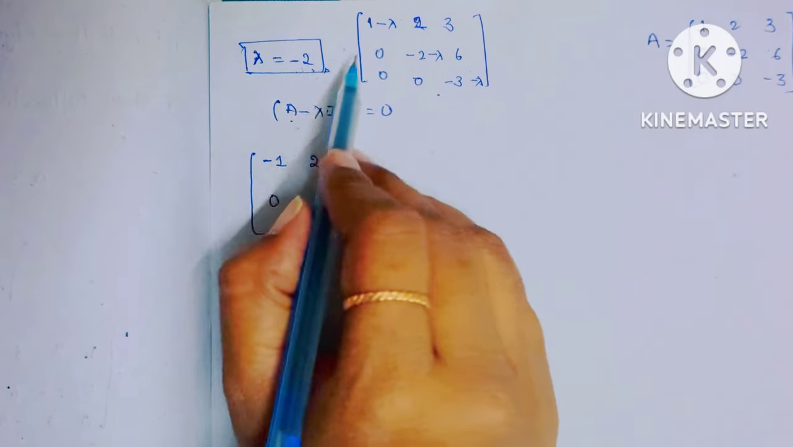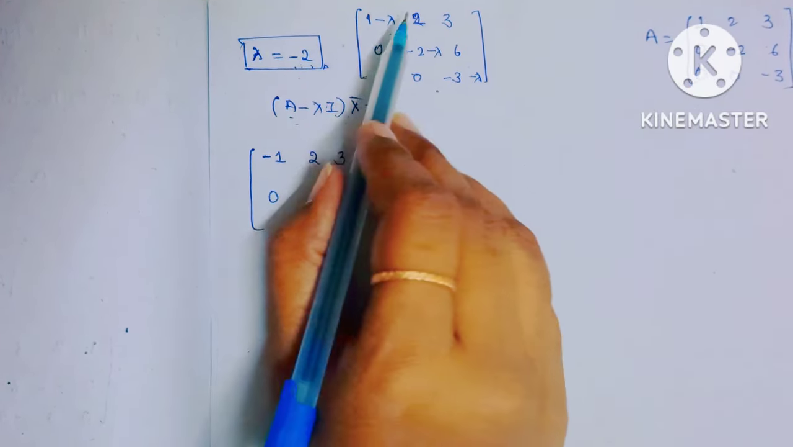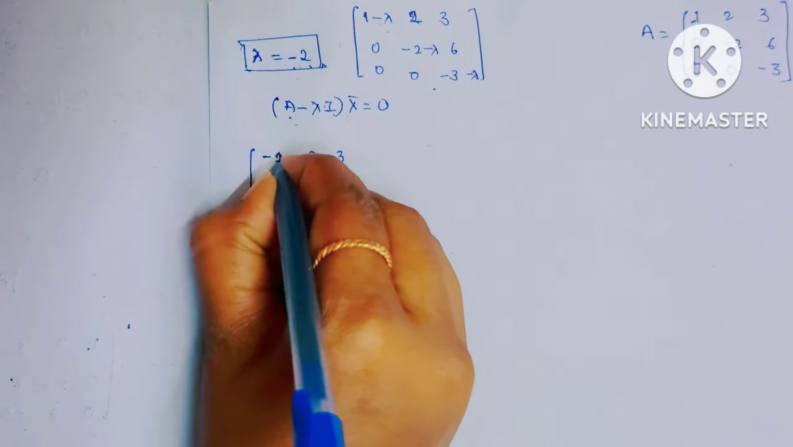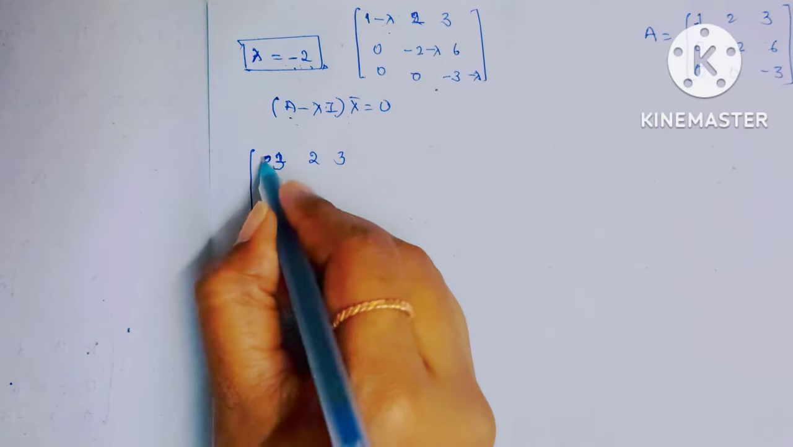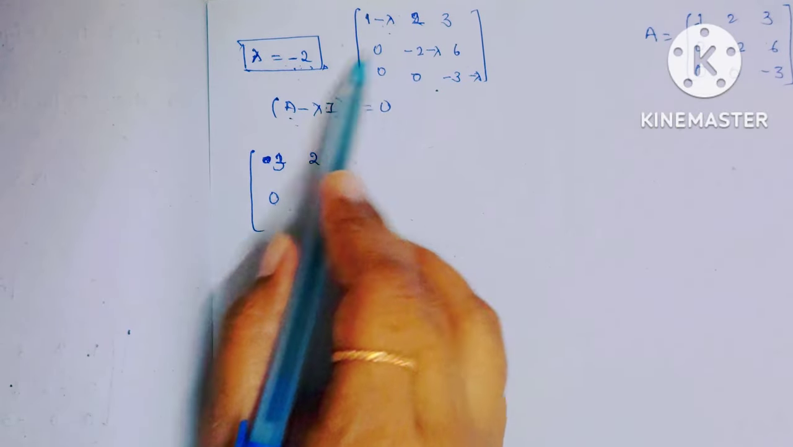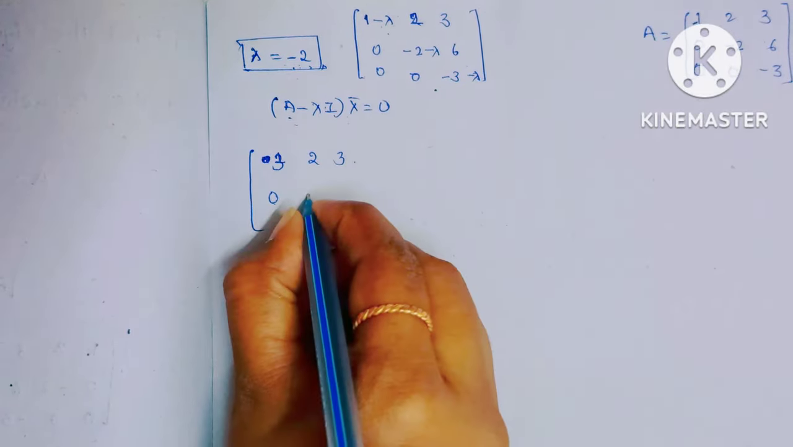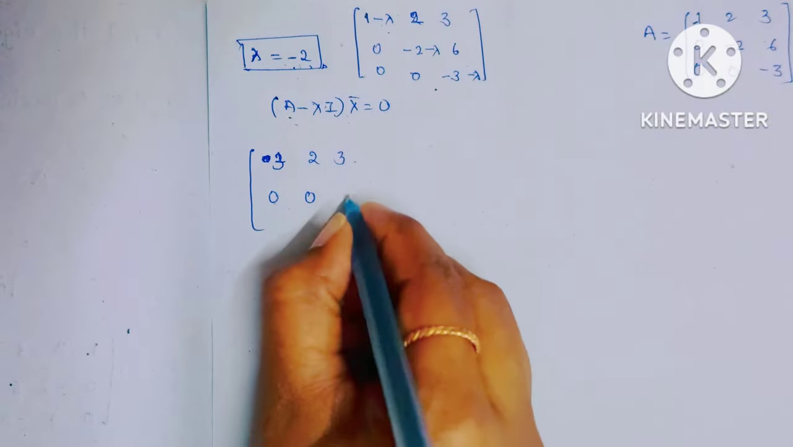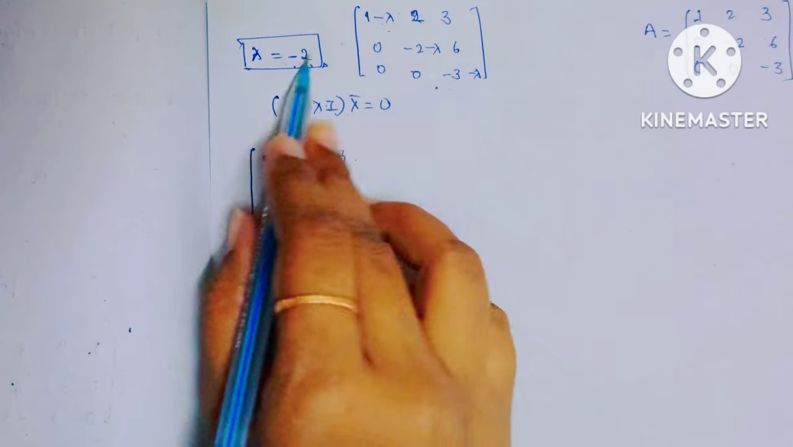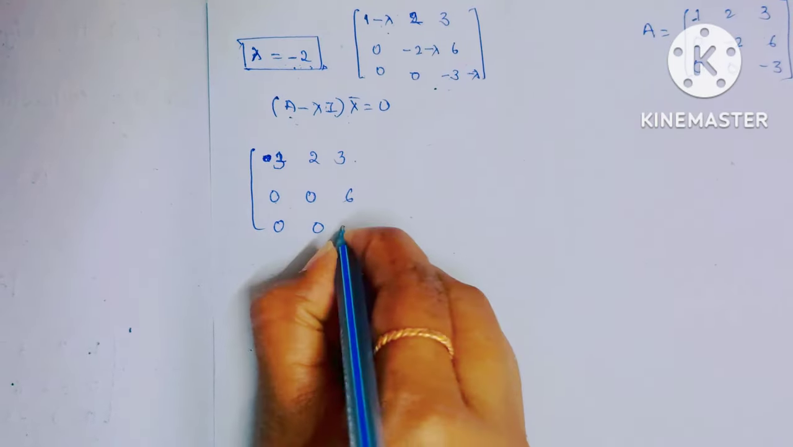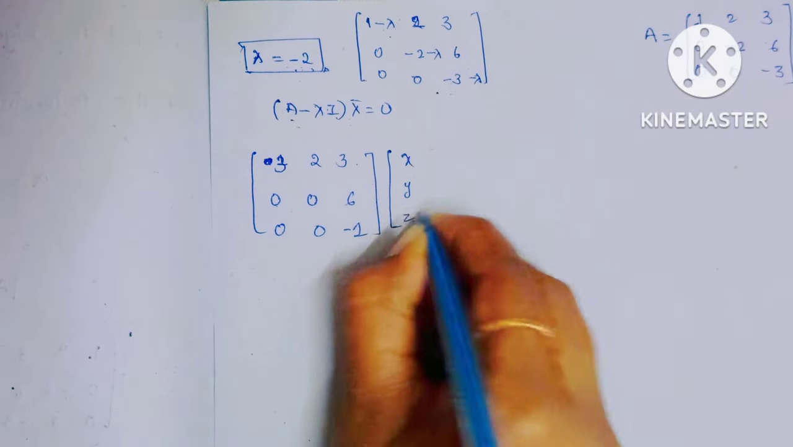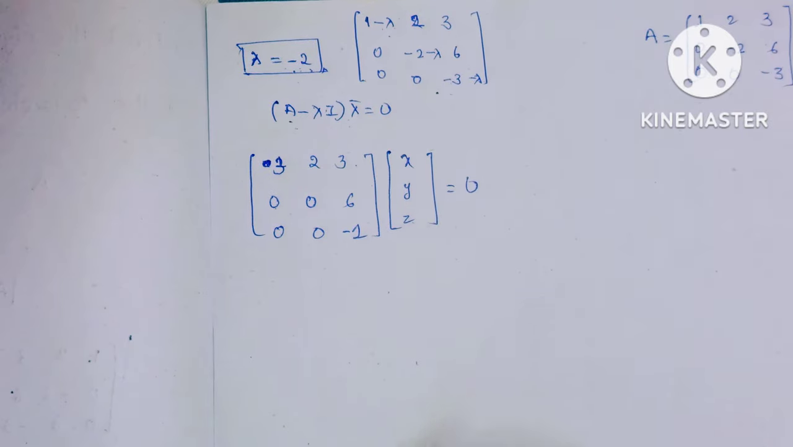Now I am substituting lambda equal to minus 2 here. So 1 plus 2 is 3, and 2, 3 stay common. Then 0, and minus 2 plus 2 gets cancelled, giving 0, and 6. Then 0, 0, and minus 3 plus 2 gives minus 1. Multiplied by x, y, z, this is equal to 0.